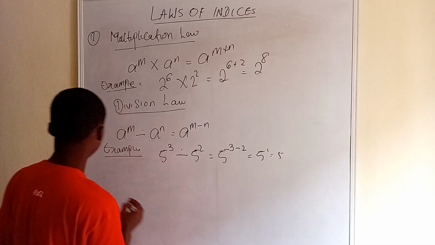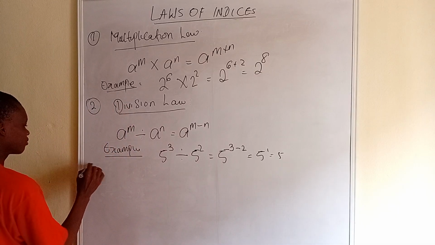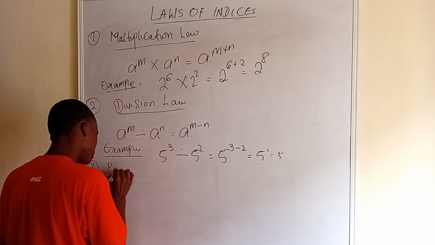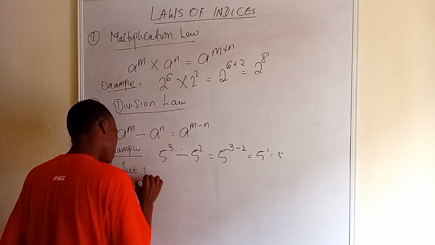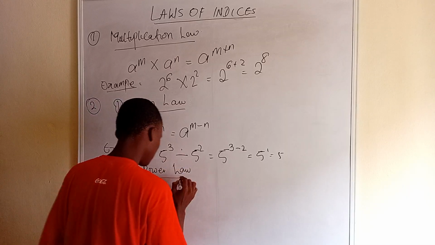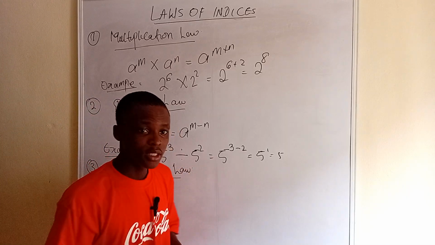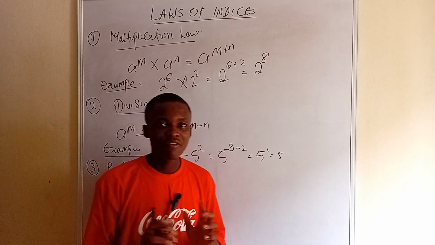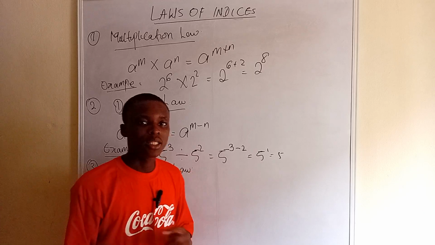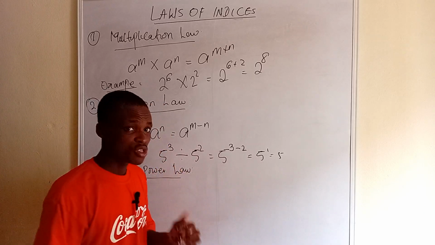All right, the next one. We have the product power law. What does the product power law state? The product power law states that different factors in brackets raised to a certain power and then raised to another power, the two powers are multiplied for final results.